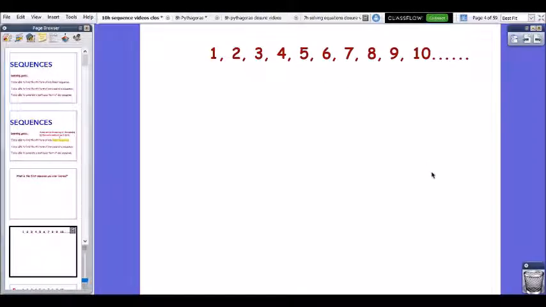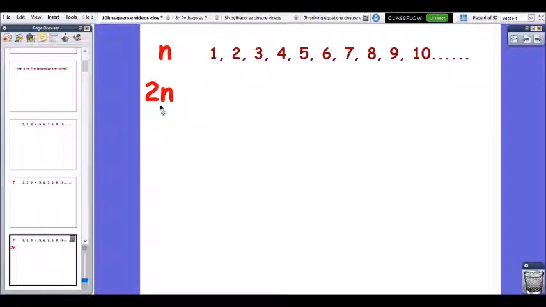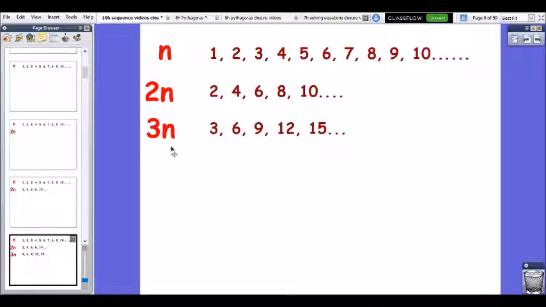When we learned this, we didn't know at the time, but a mathematician would call this sequence n. So 1n is your 1 times tables, which means that 2n is just double n, double the 1 times tables. If we double the 1 times tables, we get the 2 times tables. And then 3n and so on, so 3n would be our 3 times tables.